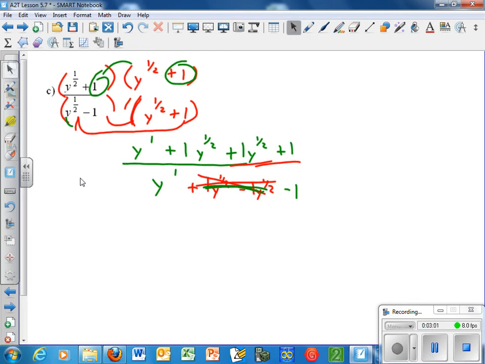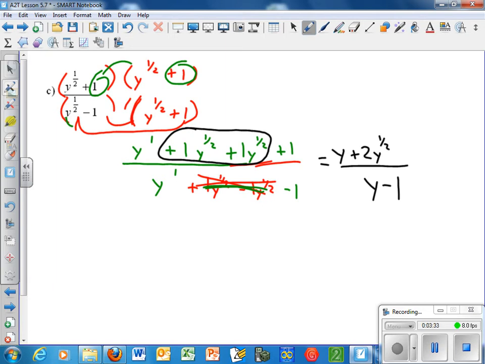All right, so let's clean this up and simplify a little bit. On the bottom, I get y minus 1. We got rid of the rational exponent in the denominator, which we are rationalizing by multiplying by the conjugate. Now on top, any like terms need to be combined. These two right here are like terms. The y to the first at the beginning is not a like term because it's not the same exponent. But I can take 1y to the 1 half plus another y to the 1 half, which will be plus 2y to the 1 half power. Then I still have this plus 1 here.